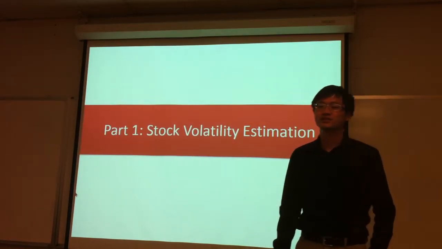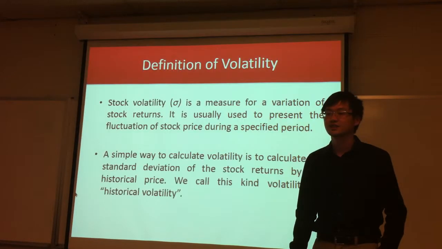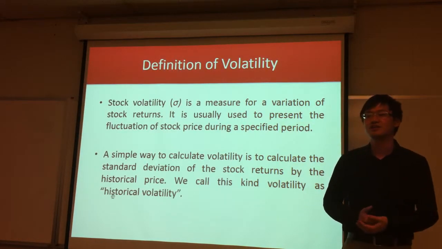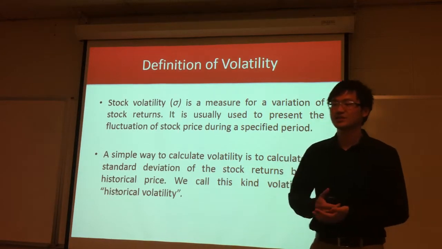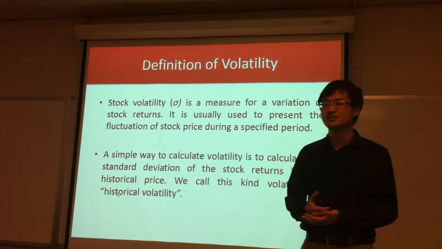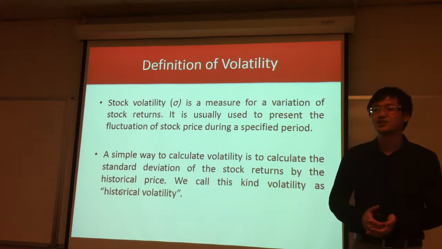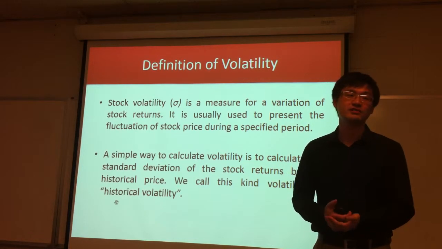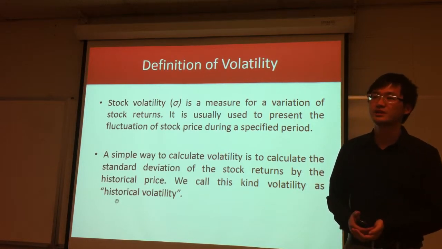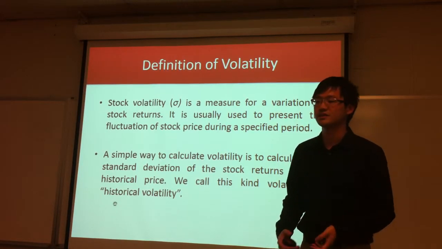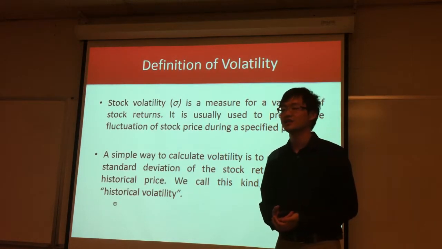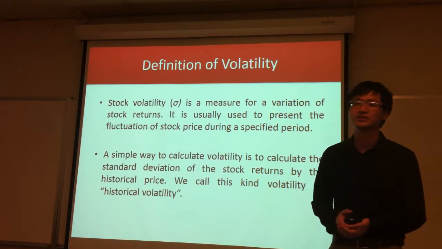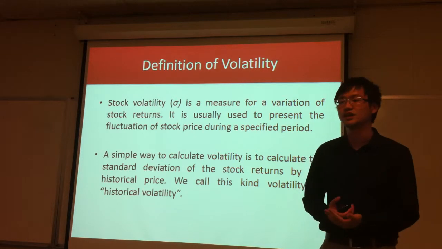The first part is the stock volatility estimation. Stock volatility, as we all know, is used to measure the variation of stock returns. It is usually used to present the fluctuation of the stock price during a specific period. In industry, it is widely used to measure the uncertainty or the risk in the future.